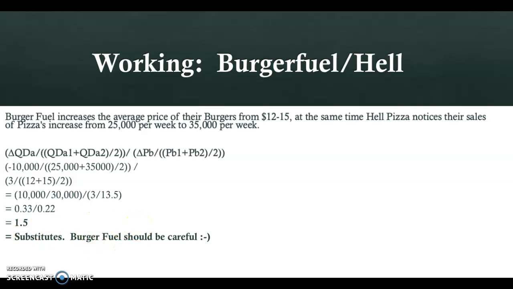Burger Fuel should be careful because if they're going to be increasing their prices, they need to be aware that there are substitutes for their product, and so they can expect not only the sales of their burgers to fall, but they can expect the competition to get an increase in sales as well. We're going to go over marketing at the end, but this is really good information if you're doing business studies, particularly when you're not aware that you might have a substitute for your product, or a strong one, or you're not really aware of how strong that relationship is.